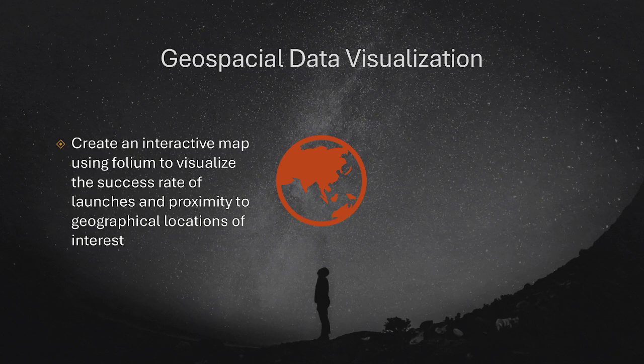Now, I wanted to create an interactive map, and I used Folium to do this. Why did I create this map? Well, I wanted to look at the success rate of launches, and I also was curious about how close these launch sites are to other locations, and where are they located in the world and why?